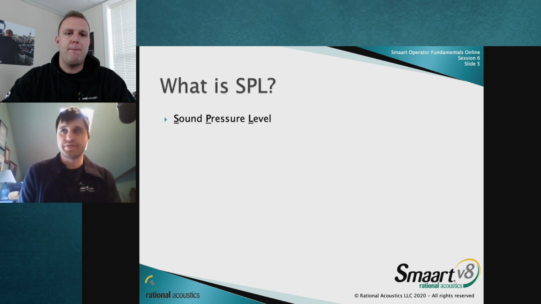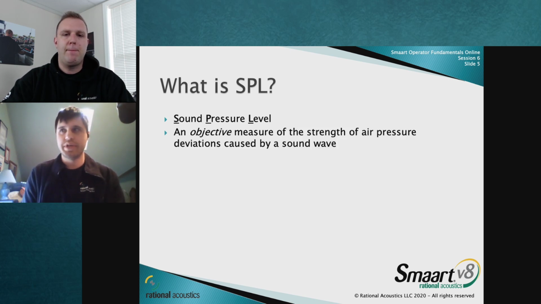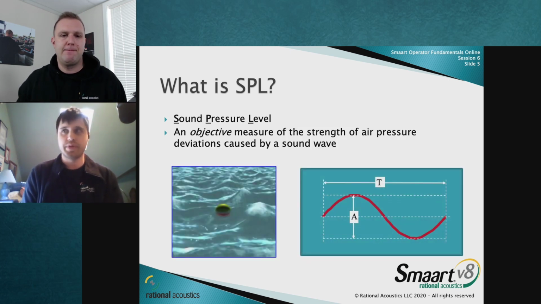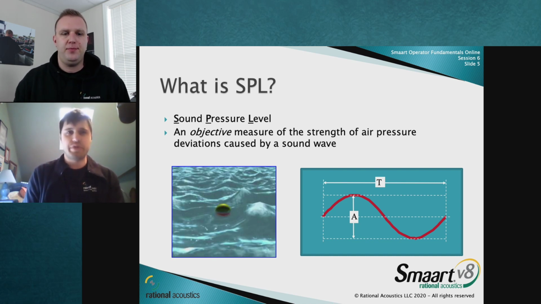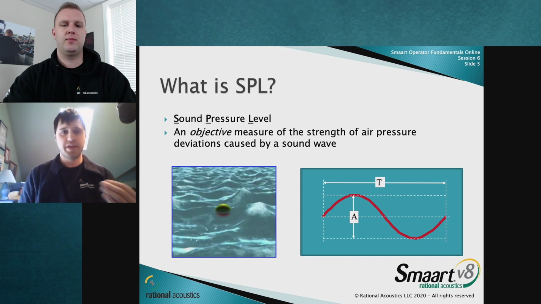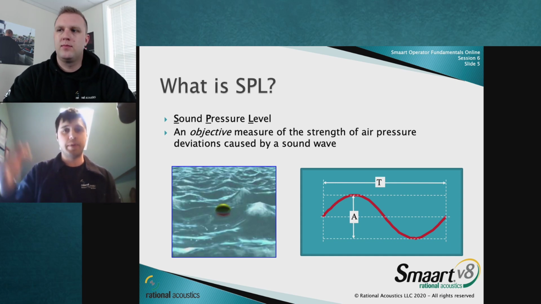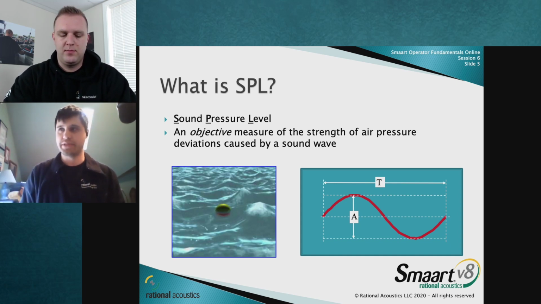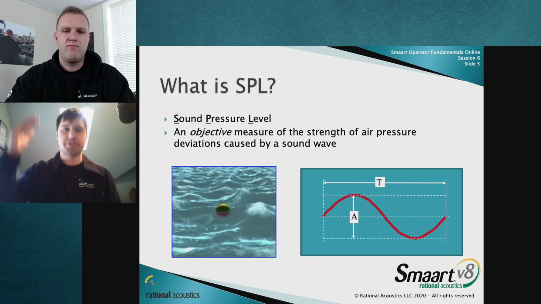So SPL stands for sound pressure level, and it's an objective measure of the strength of air pressure deviations that are caused by a passing sound wave. A good analogy for this is a cork or a ball floating on the surface of the ocean. At rest, think about how that level compares to how it's going to bob up and down on the surface as a wave passes by, and a bigger wave is going to make it bob up and down more. Similarly, when we talk about measuring SPL, we're not talking about measuring the ambient air pressure. We're talking about how much that pressure is fluctuated by a sound wave.